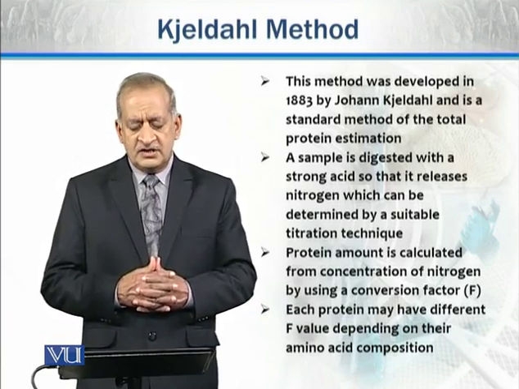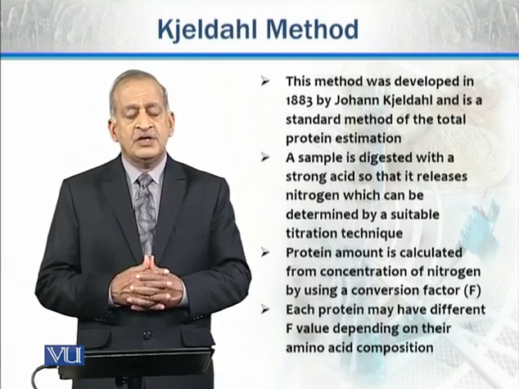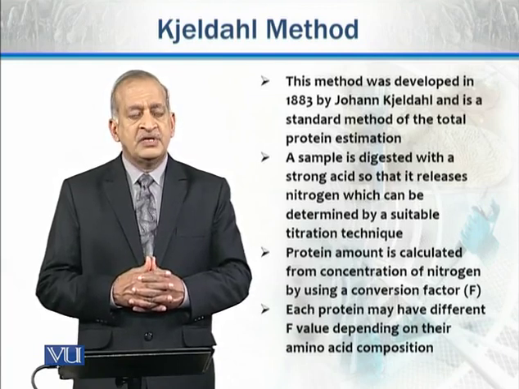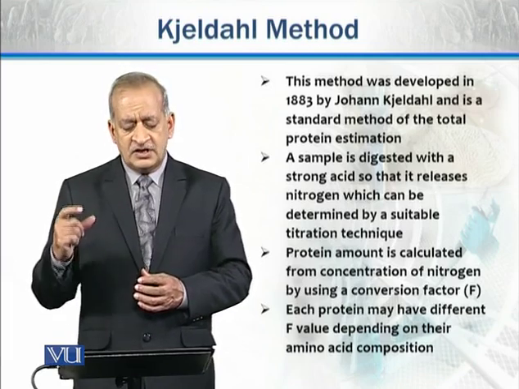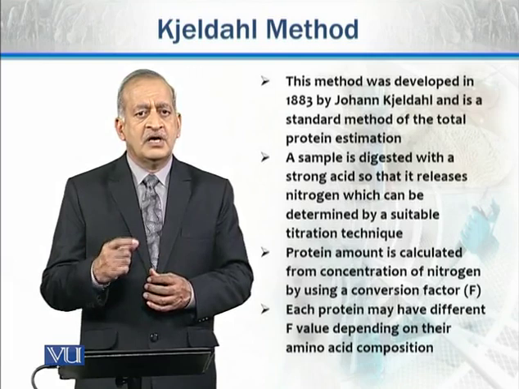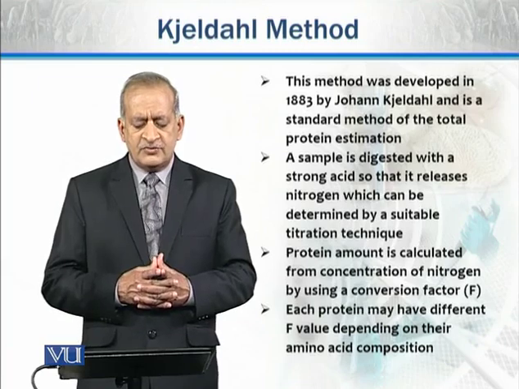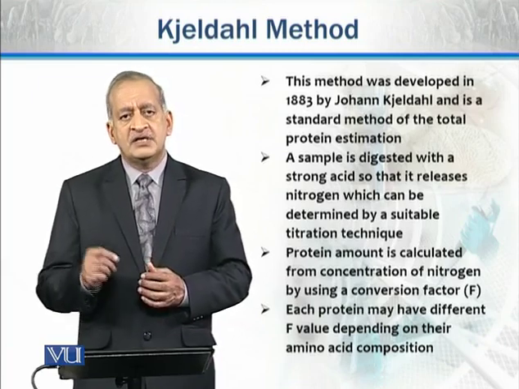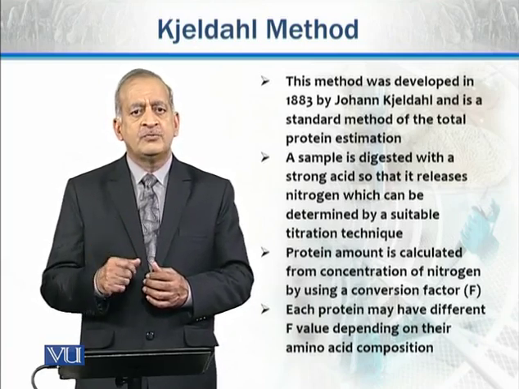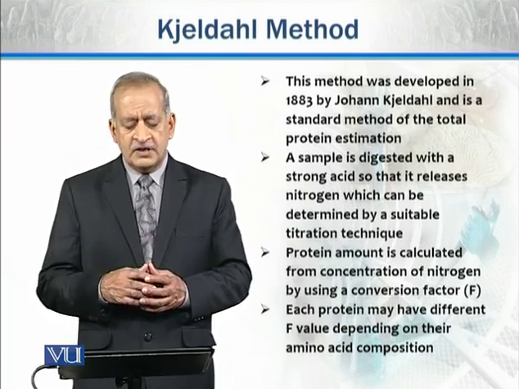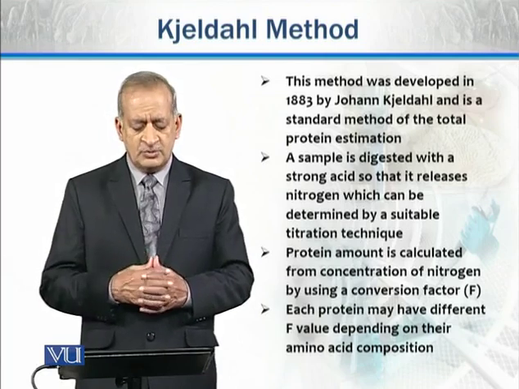What is done here? A sample is digested with a strong acid so that it releases nitrogen, which can be determined by a suitable titration technique. So we estimate protein by the nitrogen concentration. Protein amount is calculated from the concentration of nitrogen by using a conversion factor, and this conversion factor is different for each protein. Naturally, according to its nitrogen value, the protein will be present.